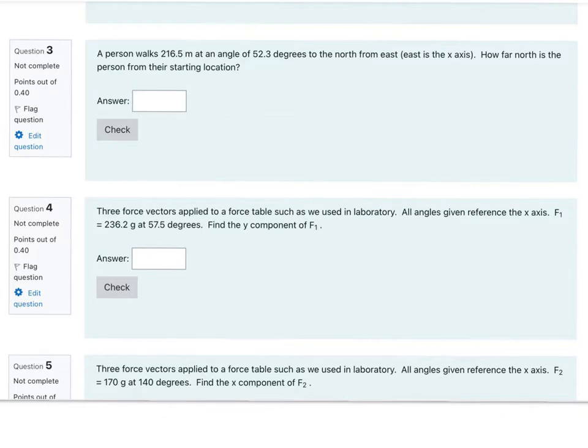Okay, let's skip problem 3, since it's the same as the last one, only finding the y component, and let's go to problem 4, and we'll do that one, even though it's like problem 3.